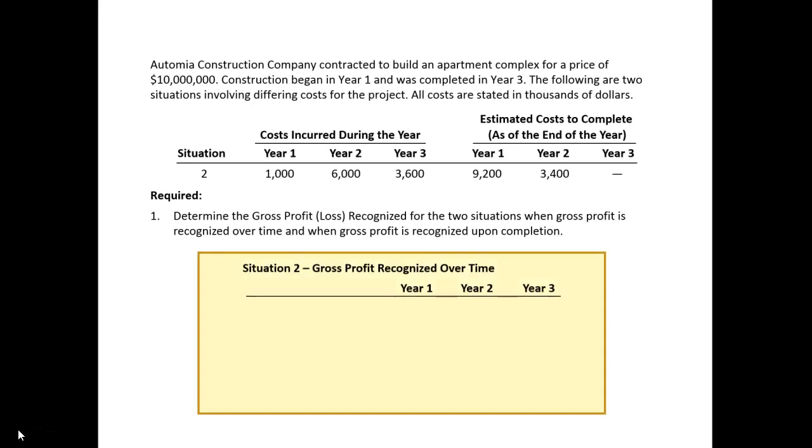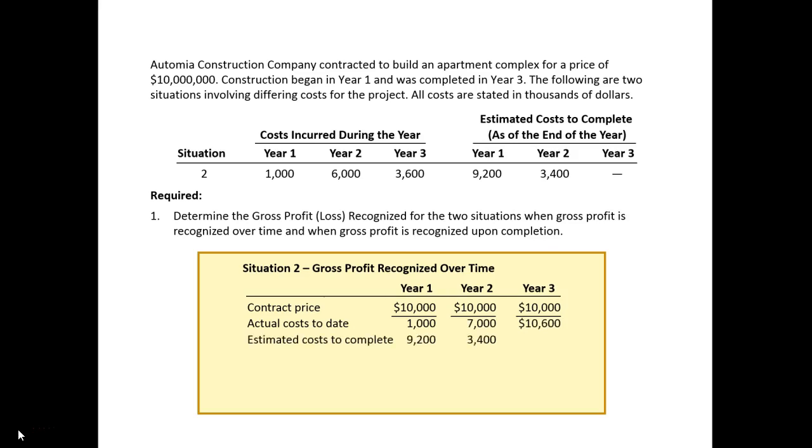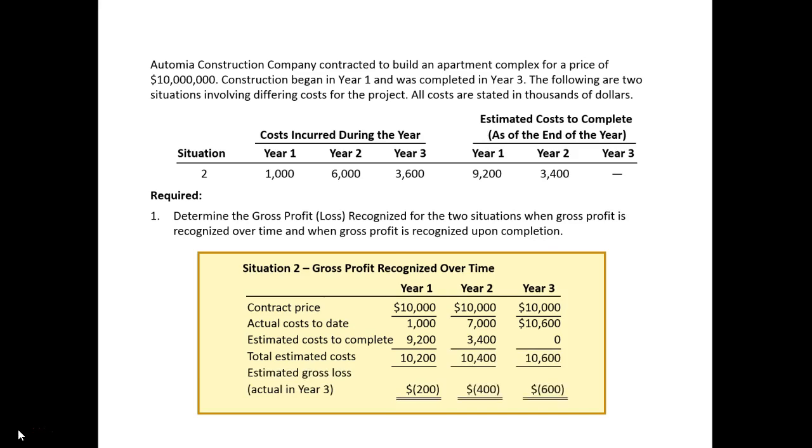Now, in situation 2, these are new figures. Again, our contract price stays the same, but our costs incurred and estimated costs are different. So our actual costs to date are shown, then our estimated costs to complete are in there, giving us our total estimated costs to help us determine year 1, year 2, and year 3.